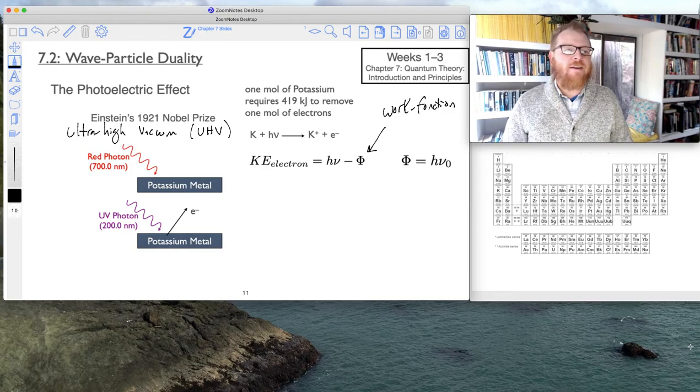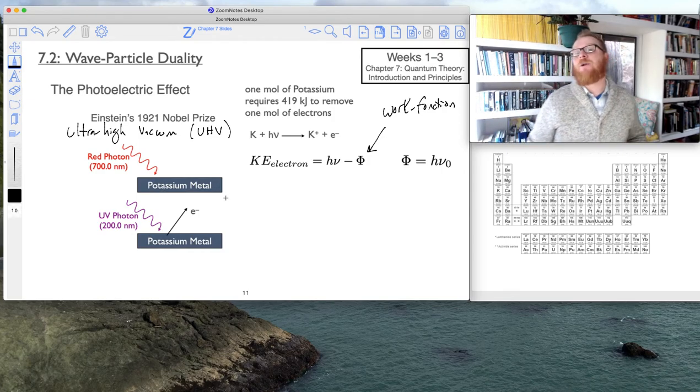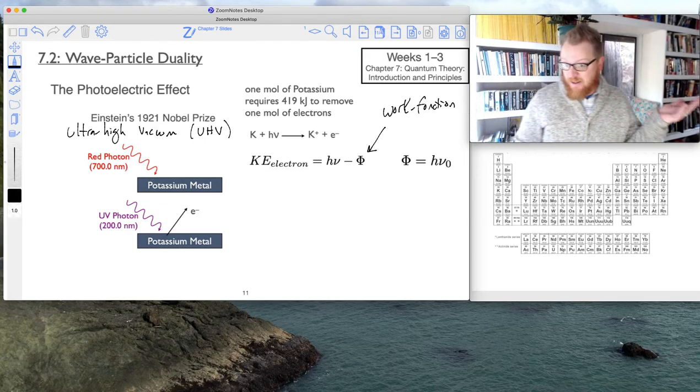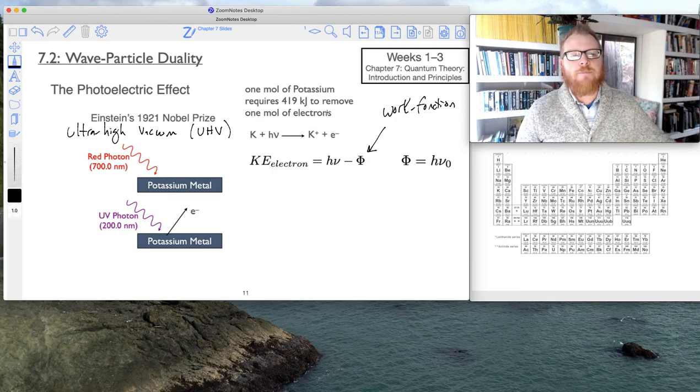And the reason why it's not quite the ionization energy is because we're doing this in ultra high vacuum, and we're also doing this on a mole of potassium metal. Technically, the ionization energy is given for a singular gas phase ion. So this work function is a little more realistic because we're talking about a mole of things in their respective physical state, in this case, a solid. So it requires 419 kilojoules to remove 1 mole of electrons from potassium, given as this chemical reaction, right?